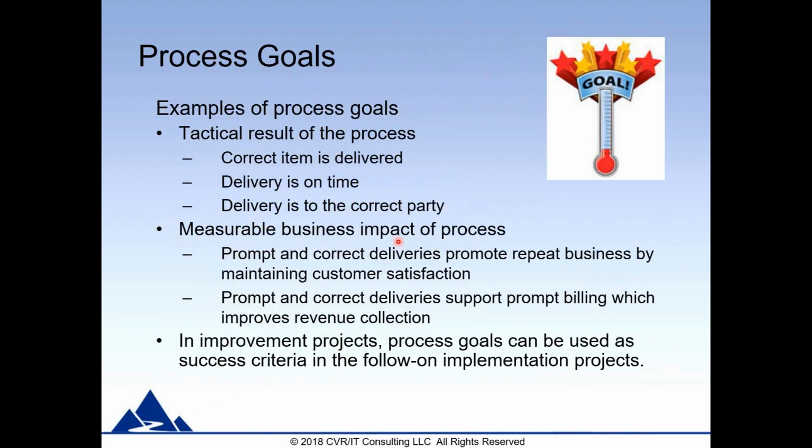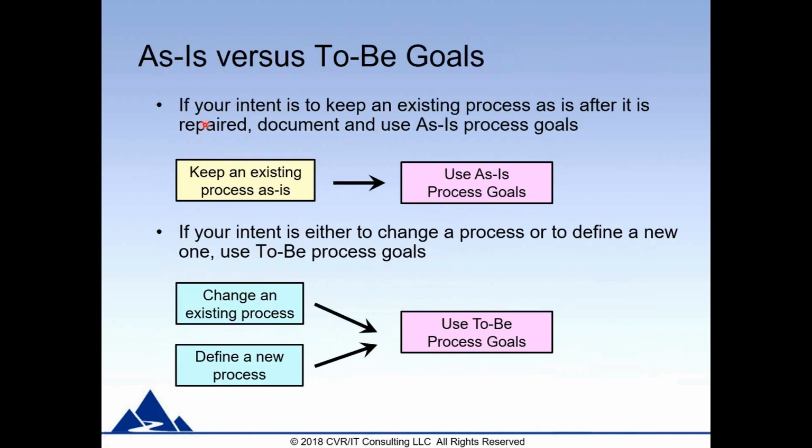So I have tactical goals and I have business goals. I have tactical value and business value. In our work, we want to understand the goals at both levels. In improvement projects, process goals can be used as success criteria in the follow-on implementation projects. So in those cases, it's particularly important that we get these. And in fact, this is an important point. Again, if you're going to keep a process as is, if you have a problem with the current process and all you want to do is fix it and not change it in any way, then you're going to use today's process goals because they're adequate for you.